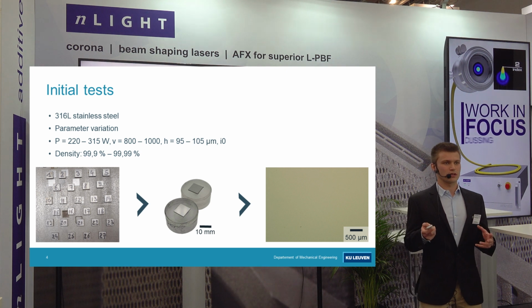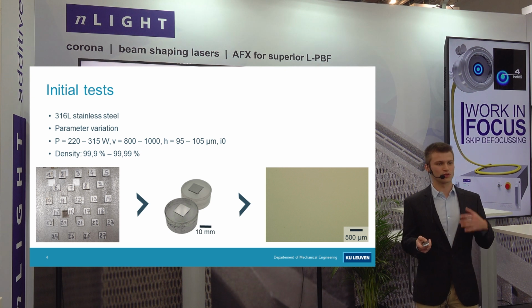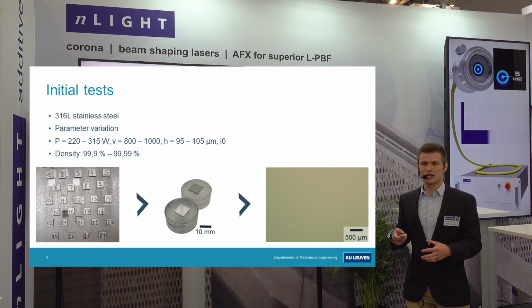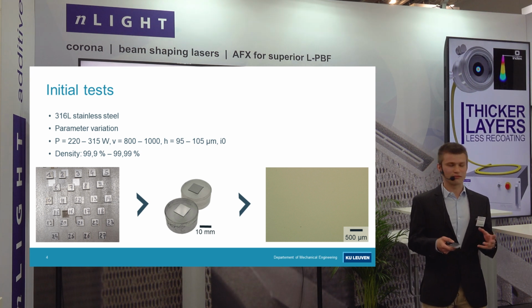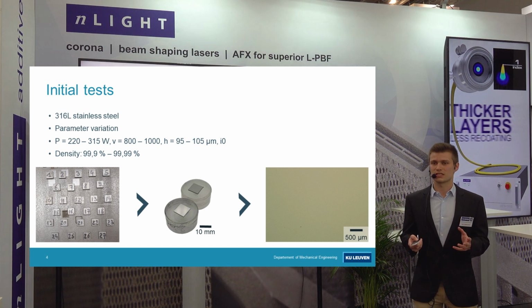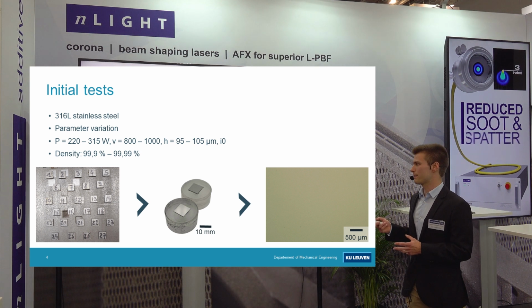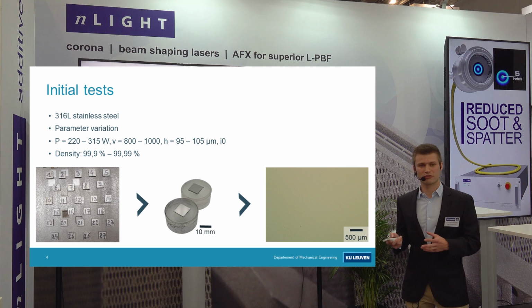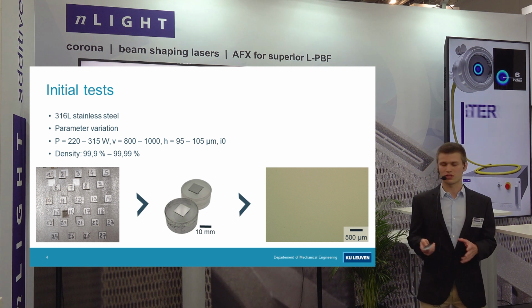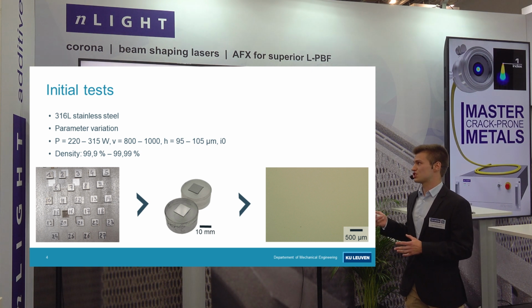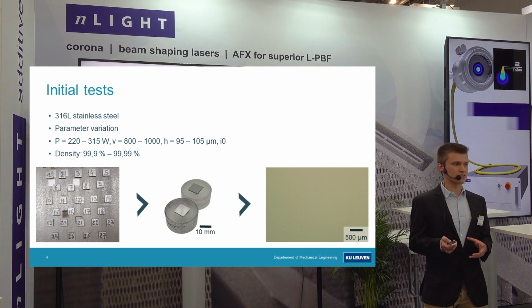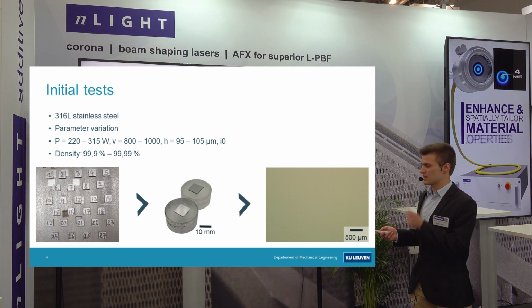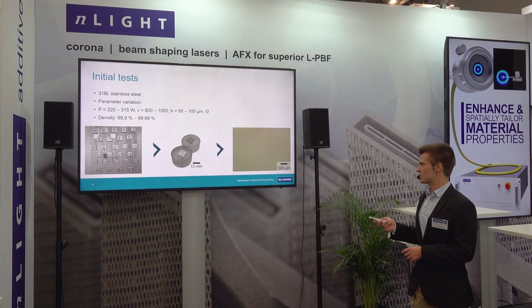But we took a machine with a 100 watt laser and put a 1.2 kilowatt laser in there. So first thing we did is validate that the system still operates normally. So here you can see a parameter variation in the standard Gaussian mode, index 0, and we can still achieve 99.99% density. In itself, this is not very interesting, but I'll come back to this later in the presentation.